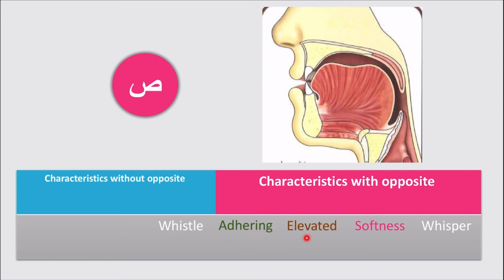Make sure to elevate the back of the tongue and do the compression for the sound. The second thing is elevation, so the back of the tongue is up and the sound direction is up. Saw, like this. The next thing is softness. Softness means the sound is running, as, like this. And the next thing is the whisper. Whisper because sad is from the letters that we exhale air while reading it, as, there is an air. And the last characteristic for sad that has no opposite is the whistle sound, as, like this.